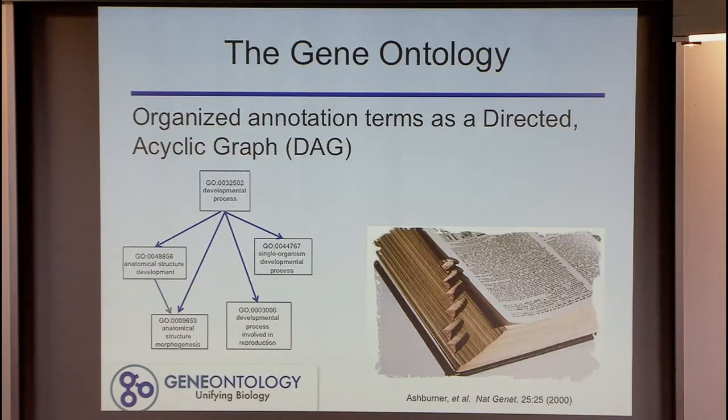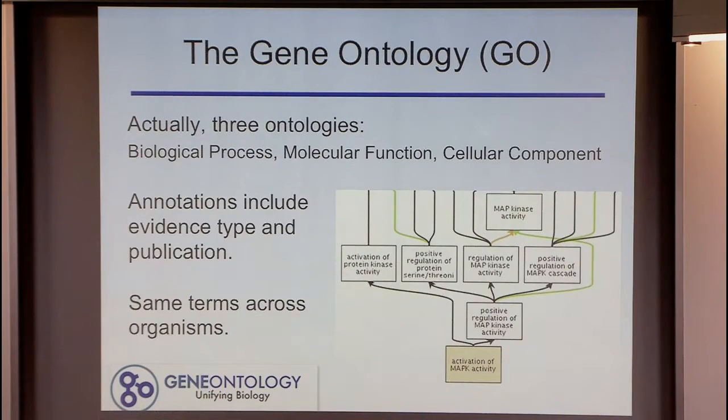And there actually are three ontologies, really. One captures what they call biological processes, like development, forelimb development. One captures molecular function, often enzymatic function. And one is really based on where in the cell things are, and that sometimes is a clue to what they're doing, right?